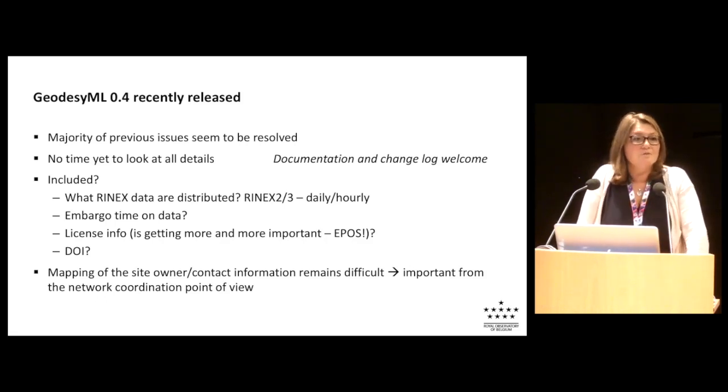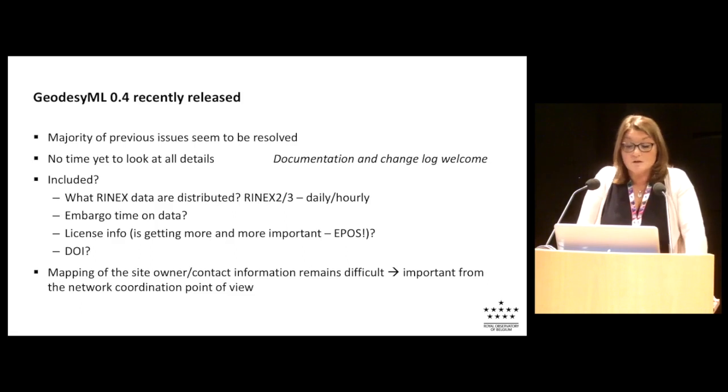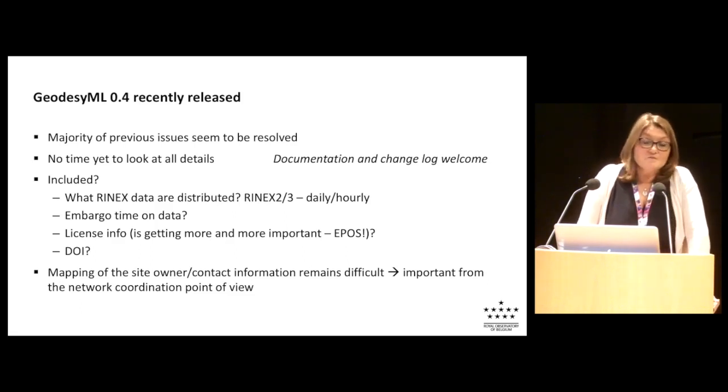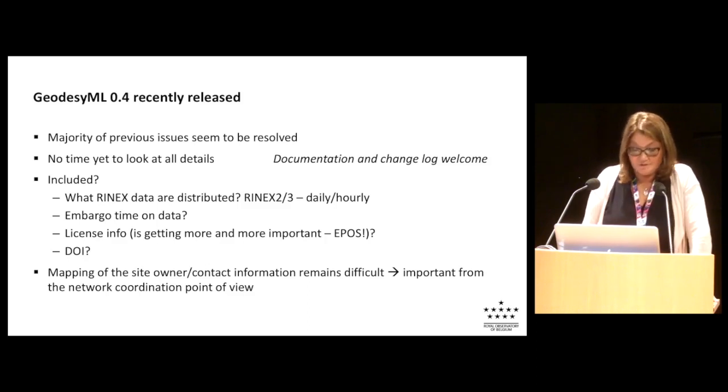Is there an embargo time on the data? You will say for the IGS we don't need it, but this is a standard that will not only be used in the IGS. It will also be used, for example, in other networks like EPOS, and there are embargo times on data sometimes. Also licensing info, again, maybe not of interest to the IGS, but it is getting more and more important in other networks. The DOI information and these kinds of things. At the moment, we still have some difficulties to map the site owner and contact information from the site log to GeodesyML, and this is of course important for us from the network coordinator point of view, because you need to know who to contact when the station has a problem, but this will be solved, I am sure.